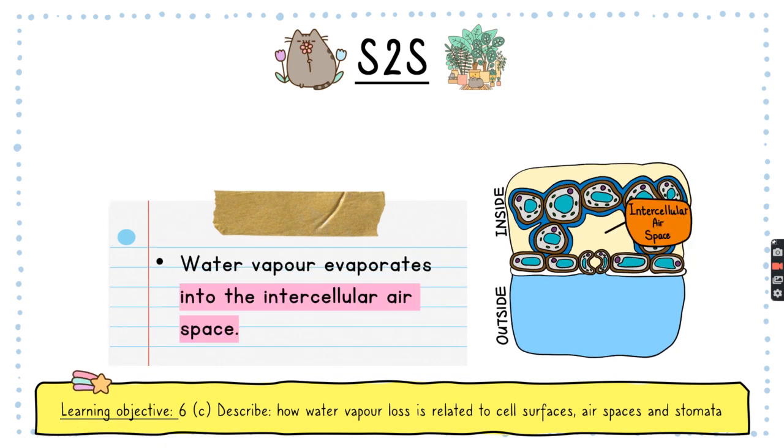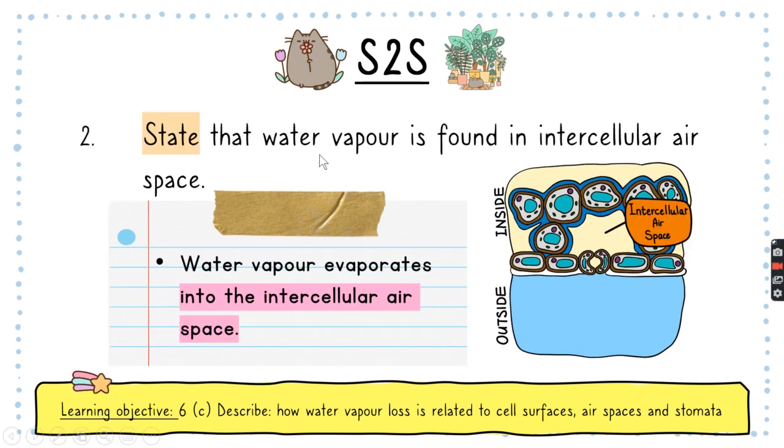Okay, so our second learning objective is to state that water vapor is found in the intercellular airspace. How do we explain this? We can say that water evaporates into water vapor, and it actually enters the intercellular airspace, which is this part right here.